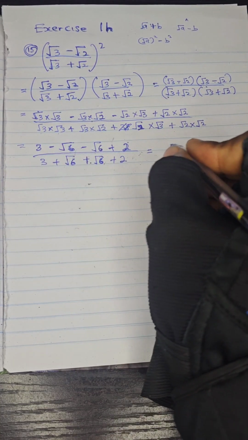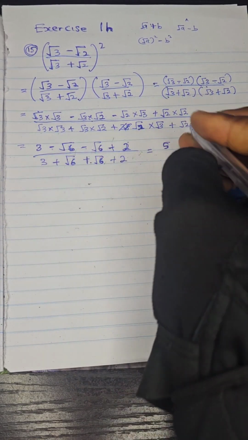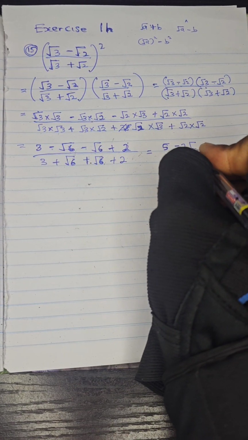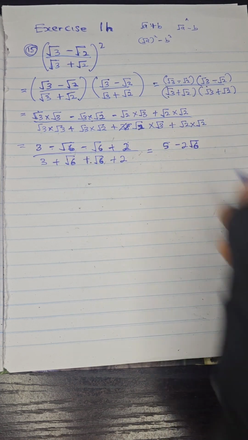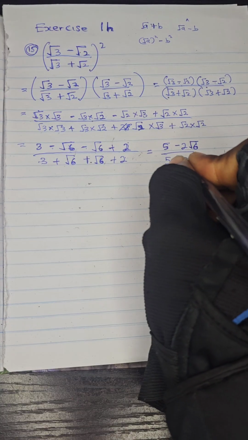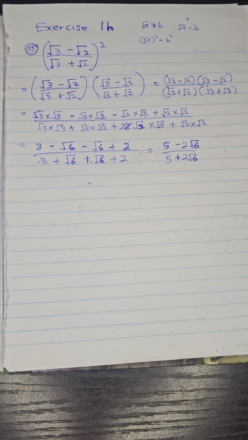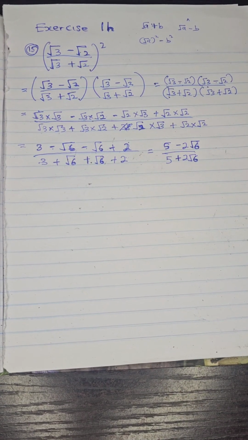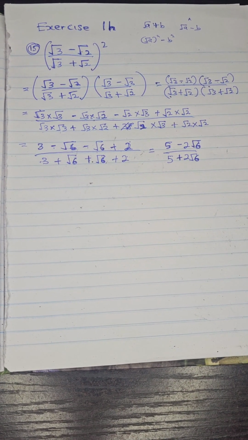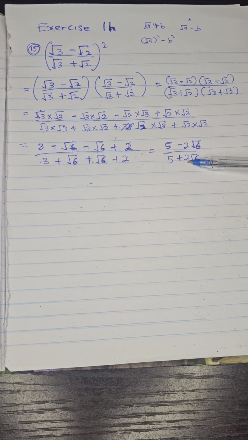So this is equal to the whole number plus adding themselves. This is 5. Because it's the same surd, you can add it, minus 2 root 6, all divided by this one adding itself again, 5 plus 2 root 6. Now this is what we get after we finish solving for the square sign. But now in surd, most times, as I said earlier, we don't usually like leaving surd in the denominator, so we'll still have to solve this further.